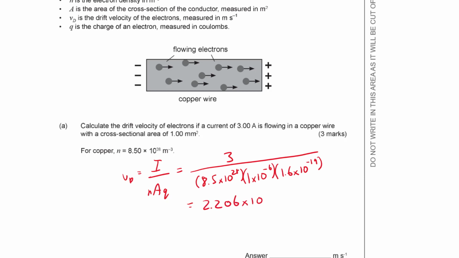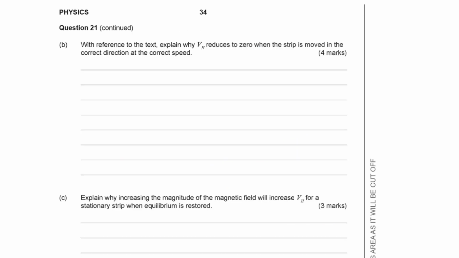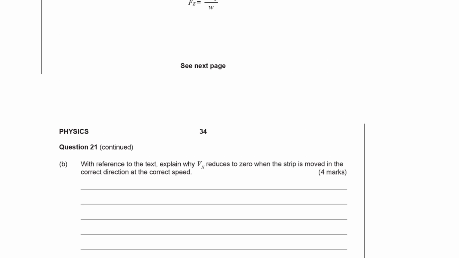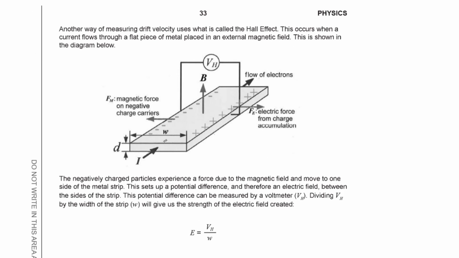2.206 times 10 to the negative 4. So 2.21 times 10 to the negative 4 meters per second. And we hopefully already know that the drift velocity is typically fairly slow. So that's good. Okay, so question B is asking to explain why the Hall voltage, or V_H, reduces to 0 when the conducting strip is moved in the correct direction and at the correct speed. So just really quickly, if we have a look at this diagram here, what you've got is a current that's passing through the strip like so.